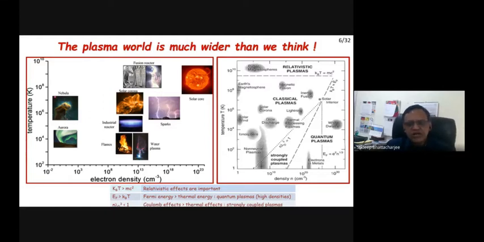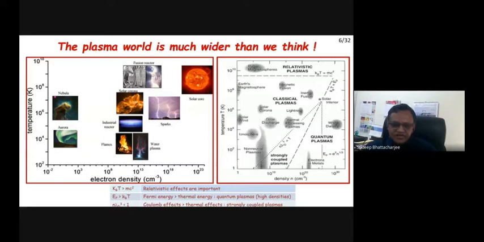Now, let us look into a little more physics. How do we classify them? The figure on the right-hand side shows different criteria or divisions inside plasmas. For example, if you look at this figure, there are relativistic plasmas, classical plasmas, strongly coupled plasmas, and quantum plasmas. Now, I will briefly tell you, if k_B T is much larger than m c squared, the rest mass energy, we have the relativistic plasmas. On the other hand, if the Fermi energy is much larger than k_B T, which is for very high densities, we have the quantum plasmas.